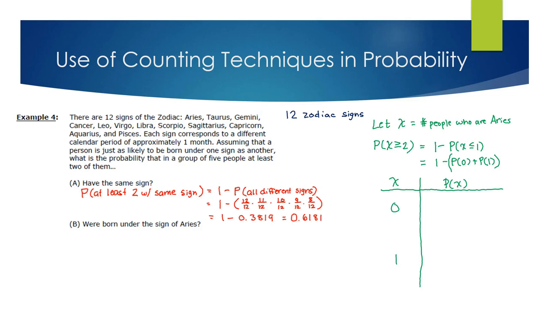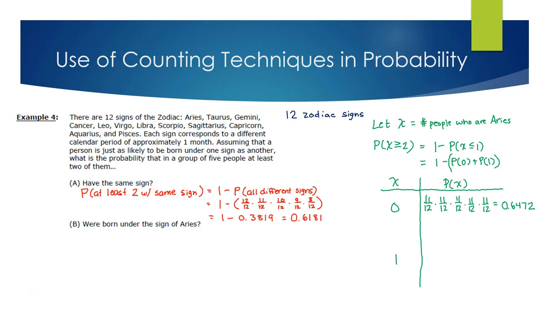Well, there's 11 zodiac signs that are not Aries. So the probability that I have someone who is not an Aries is going to be 11 out of 12. And so I would do 11 out of 12 times 11 out of 12 times 11 out of 12, 5 times, and get 0.6472.